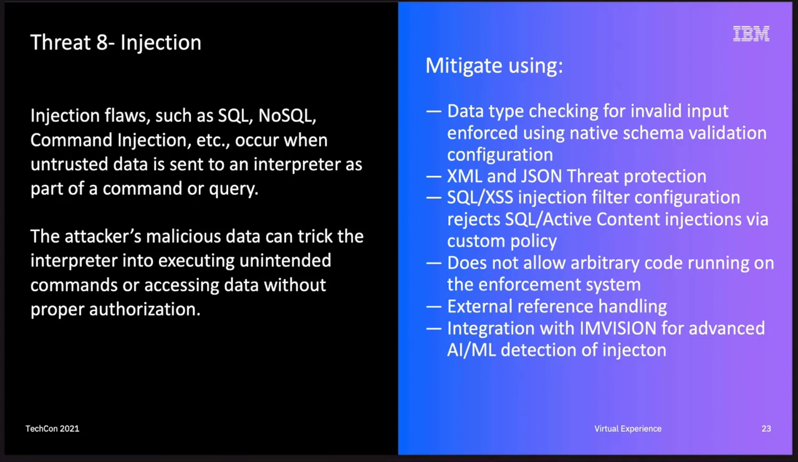Things like schema validation. API Gateway will act as an enforcement point so that valid requests go through and invalid requests are blocked with appropriate error reporting to the client, as well as proper and accurate logging of those error messages. Second, it provides data type checking for input invalidation request. Third, it provides XML and JSON threat protection. Fourth, it provides SQL injection filter and regular expression filters.